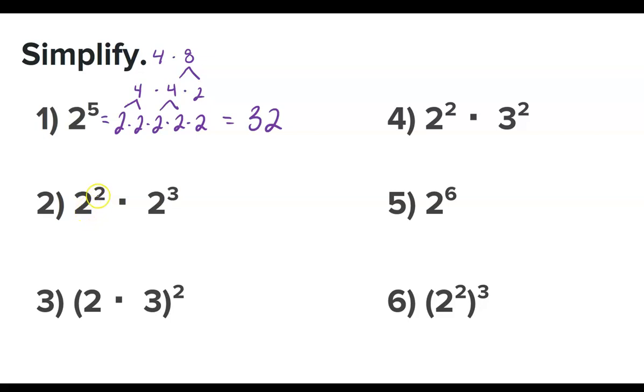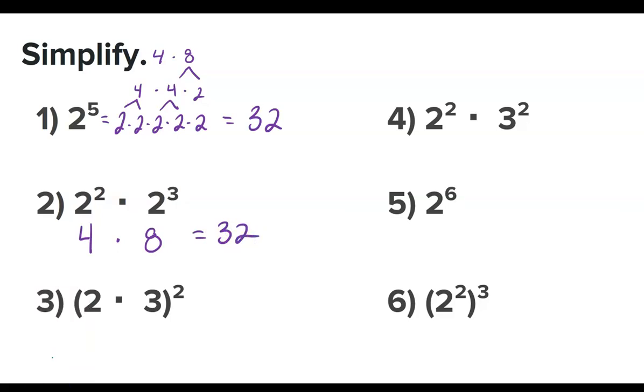Then, number 2, if I had done 2 squared, I know that's 4. If I had done 2 to the power of 3, I know 2 squared is 4 because 2 times 2 is 4. 2 to the power of 3 would be 2 times 2 times 2. That would be 4 times 2, which is 8. And 4 times 8 is 32.